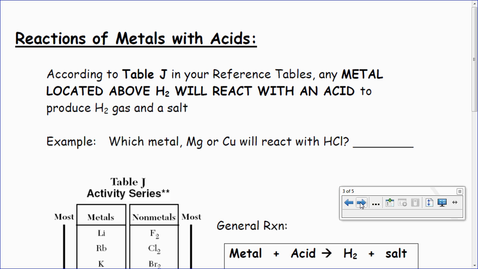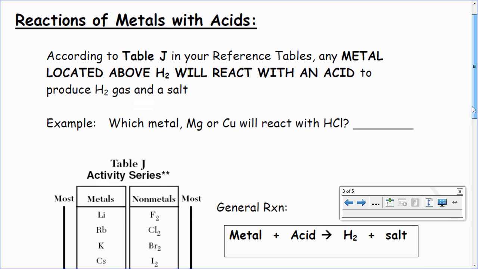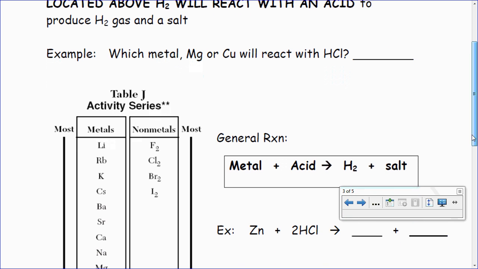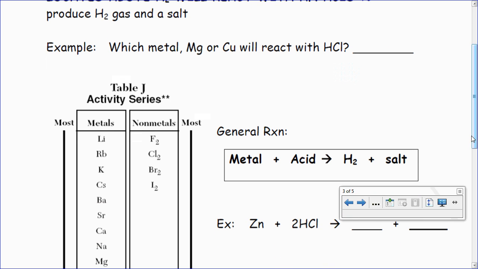Reactions of metals with acids. According to Table J in your reference tables, any metal located above H2 will react with an acid to produce H2 gas and a salt. So metals react with acids to make hydrogen gas and a salt. Which metal, Mg or Cu, will react with HCl? You have to just see which one's above the H2, and that's the answer to your question.